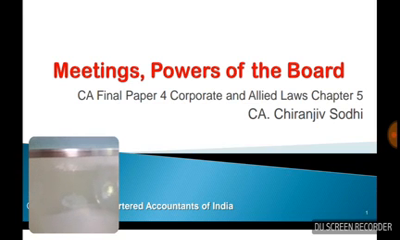So let's start with the important chapter, meetings and powers of the board in corporate law, which is a regularly tested area in the CA final law paper. Remember one thing, if you have read the sections very deeply and analyzed them very deeply, then nobody can stop you from scoring exemption. And if you score exemption in law, then the burden on other subjects gets decreased, as you all know.